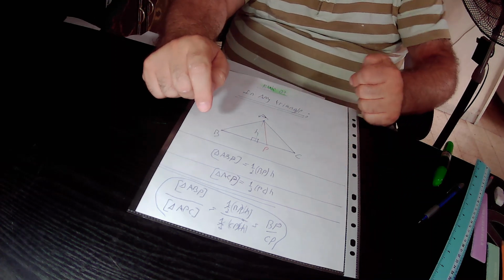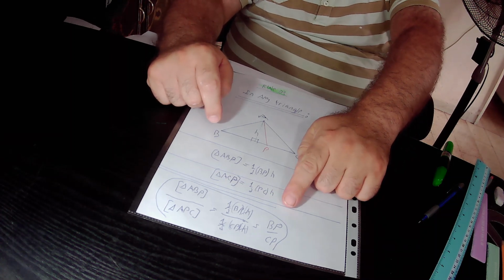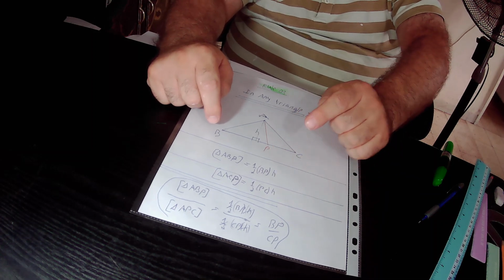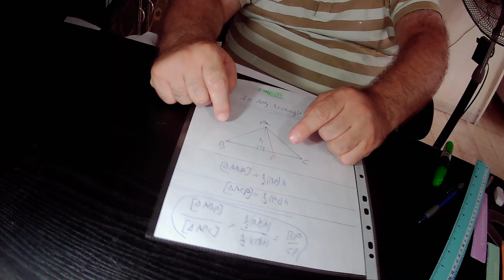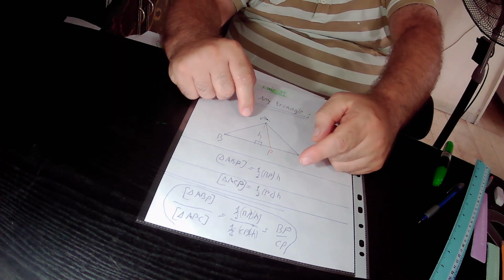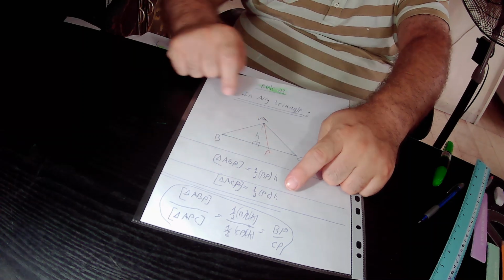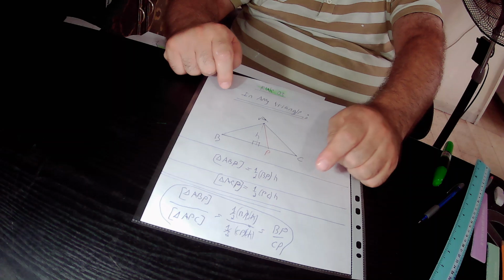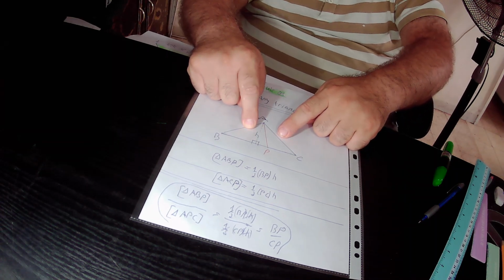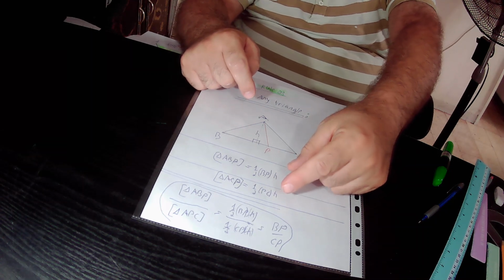Okay, actually, how do we arrive at this expression? The area of triangle ABP is equal to the base BP times the height over 2. The area of triangle APC is equal to the base PC times the height, which is the same height, over 2. So the ratio between the areas of those two triangles is equal to the ratio between those two expressions.